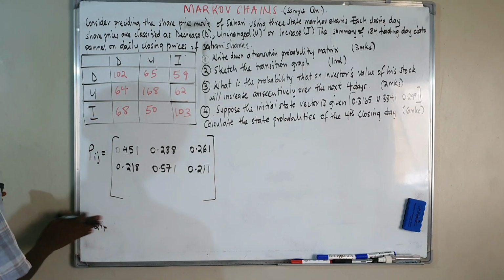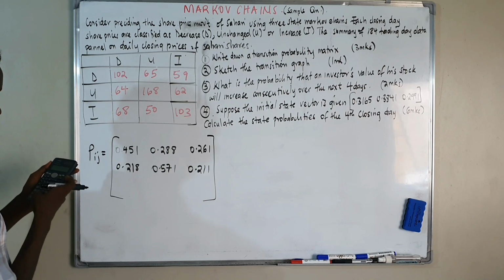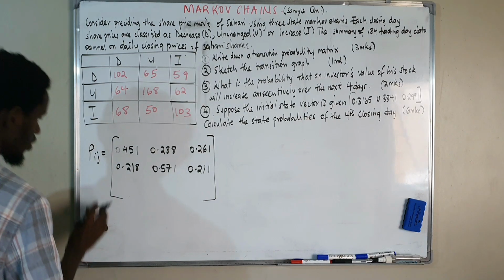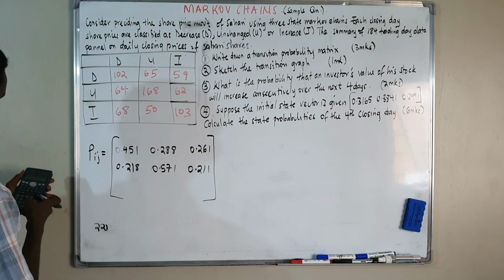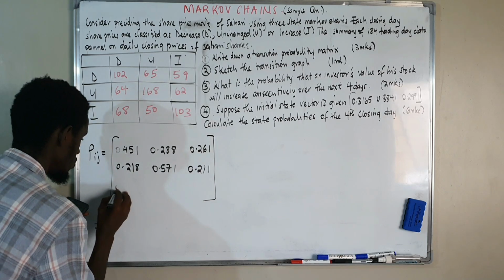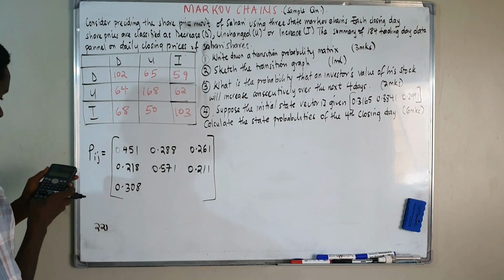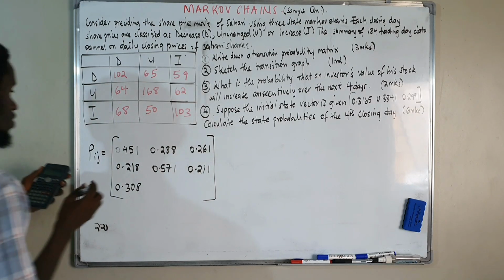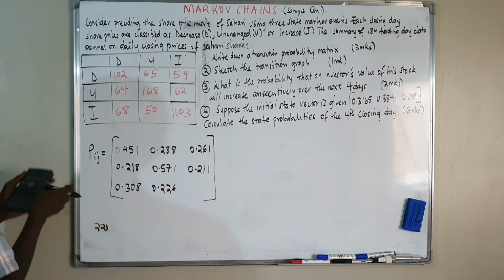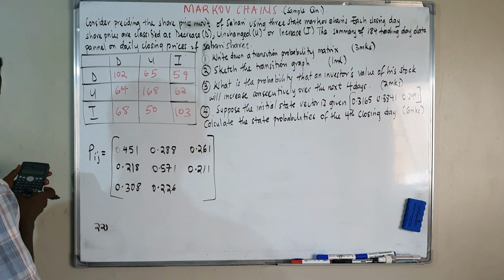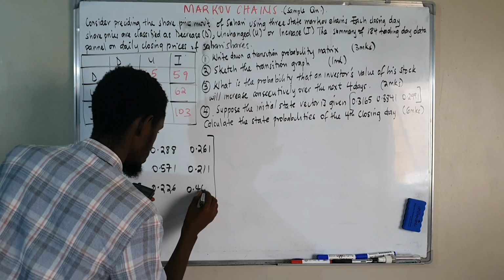I do the same thing for the row down here. If I add 68 plus 50 plus 103, I'll have 221. Therefore, this will be 68 divided by 221. I'll have 0.308. Now 50 divided by 221, I'll have 0.226. Now 103 divided by 221, I'll have 0.466.